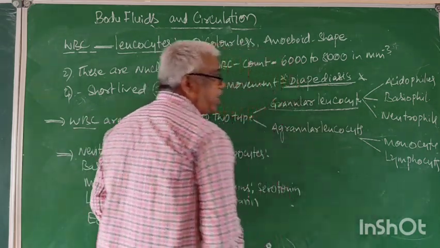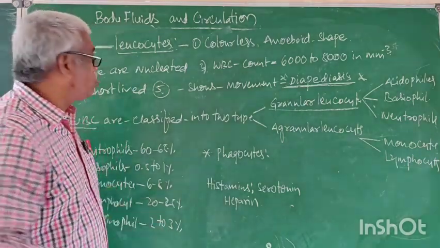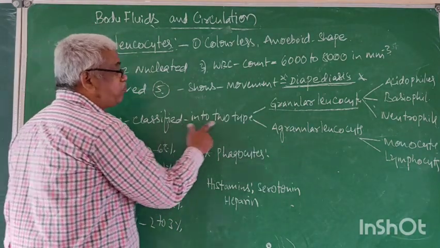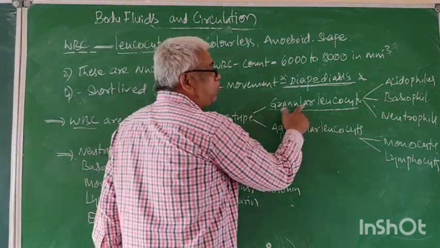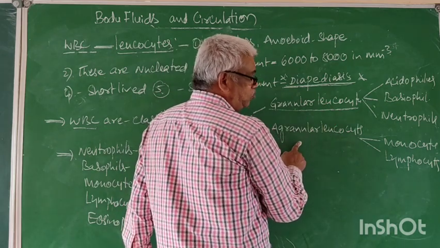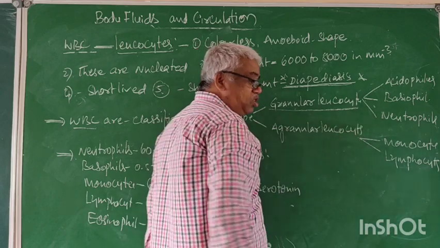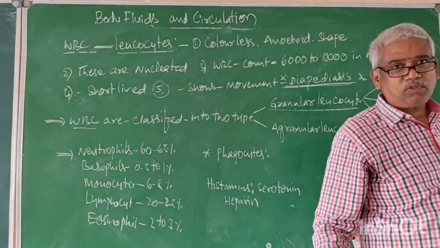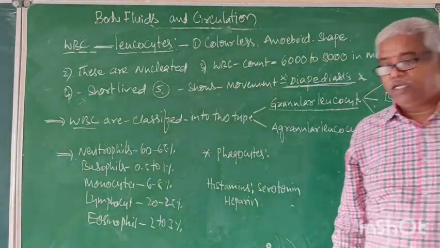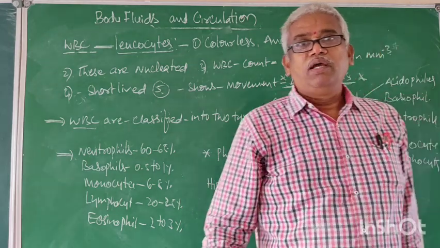Now come to this. Now, major two types of WBC. WBCs are classified into two types: granular leukocytes and agranular leukocytes. Now, this granular leukocytes is again classified into three types.